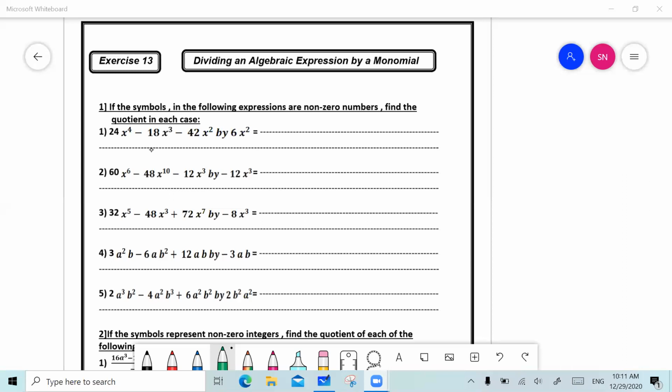So here, as we can see, we have an expression and we want to divide it by a monomial. What should we do?